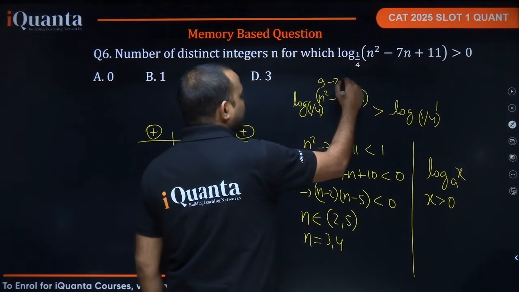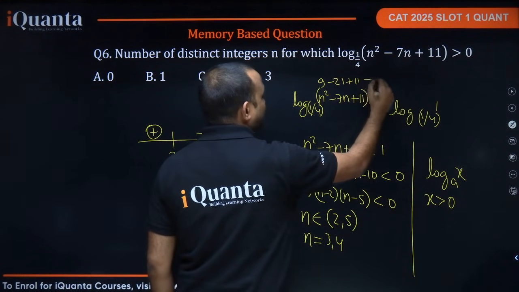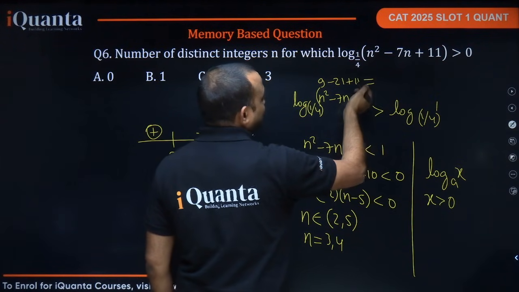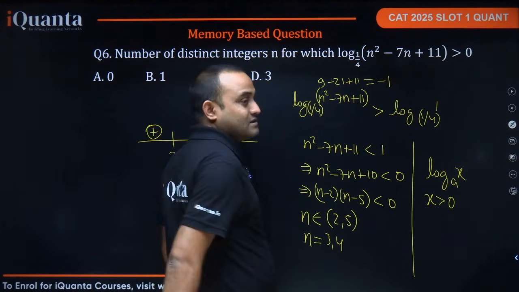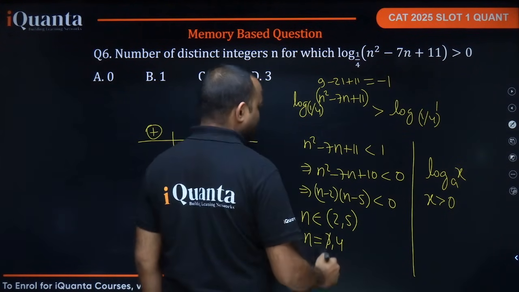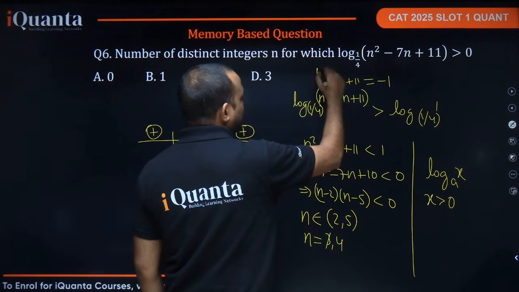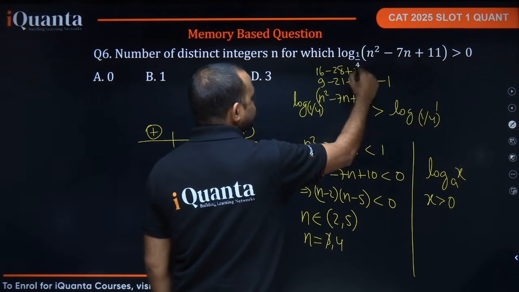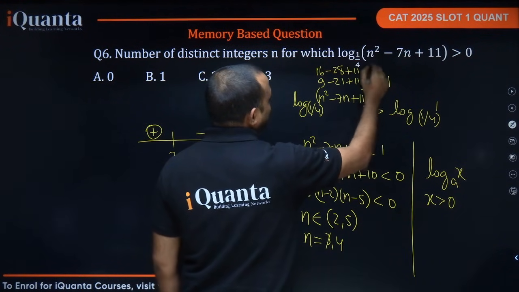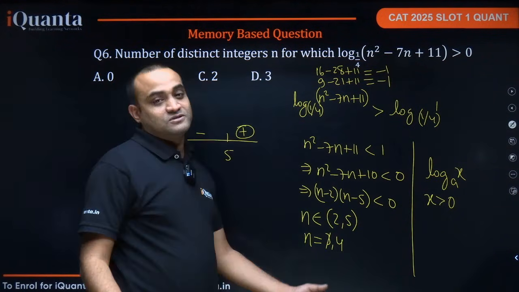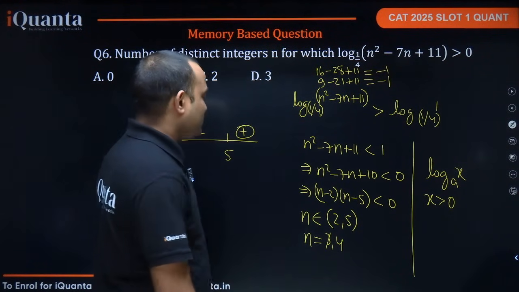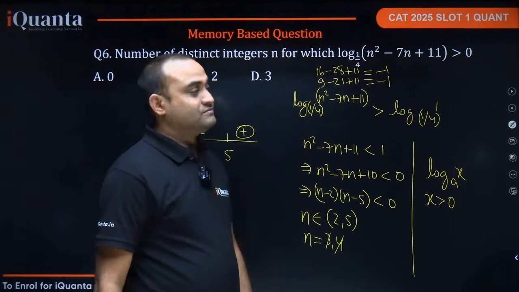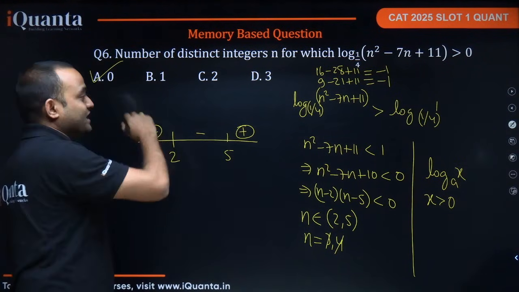9 minus 21 plus 11, which is equal to, as you can see, minus 1, right? This is not positive, so this is not applicable. If I put n is equal to 4, 16 minus 28 plus 11, that is also minus 1. So again, this is also not applicable, right, guys? So none of these values are valid. So the answer for this question is option A, that is 0.